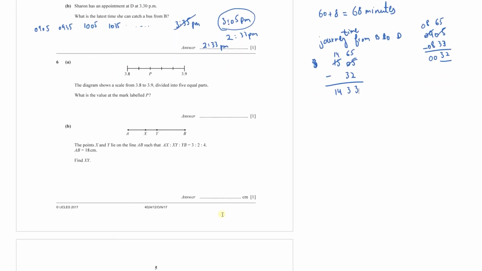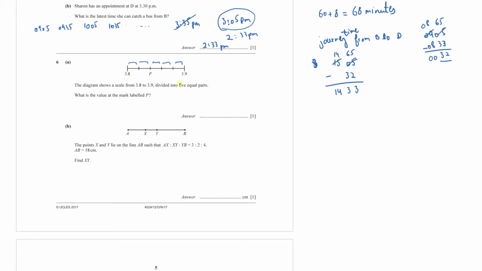So let's move on to question number 6 here. The diagram shows a scale from 3.8 till 3.9 divided into 5 equal parts. What is the value at the mark labeled P? So how many marks are there? 1, 2, 3, 4, 5. So you have 5 boxes here between 3.8 and 3.9. So what's the value of one box? It's similar to how you do this in finding the values on the x or y axis in your graph questions, where you have to determine what's the value of each small square.